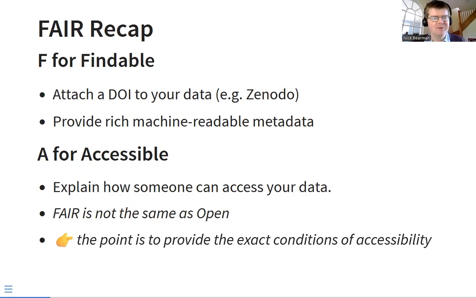A is for accessible. So it's all about explaining how someone can access your data. Where can they download it from? What software do they need to use it? It's worth pointing out that FAIR is not the same as open. Open data, anyone can download. FAIR data, you provide the exact conditions of accessibility. So if people have to apply for the data, you can still count that as FAIR as long as you document how to apply for it. You know, who do you have to apply to, how long it will take, all that kind of stuff.